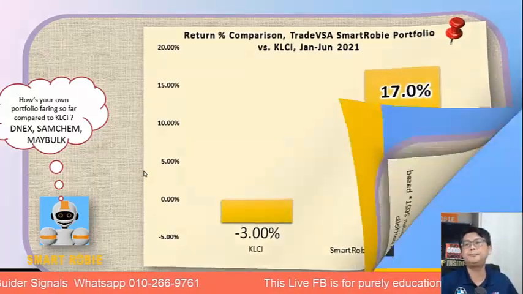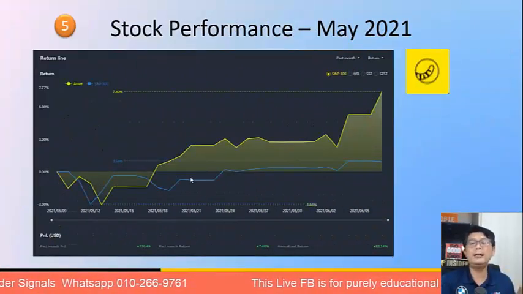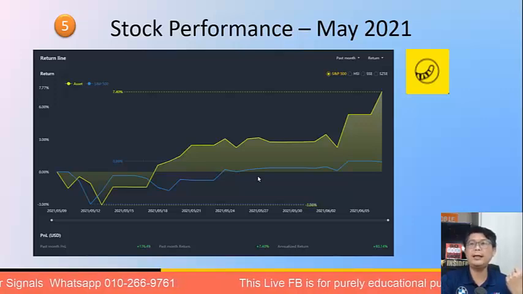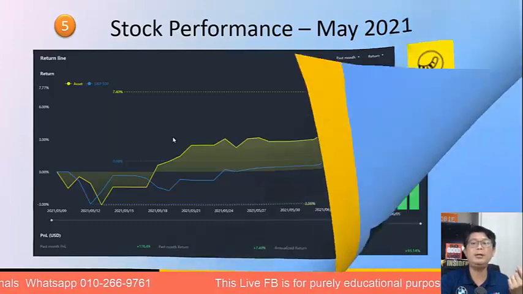So this is one way we want to do that. So if you look at this, is the stock portfolio that we have on the Tiger Broker. So we continue to outperform in here. 1 month about 7% return.